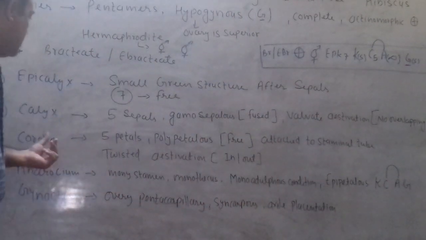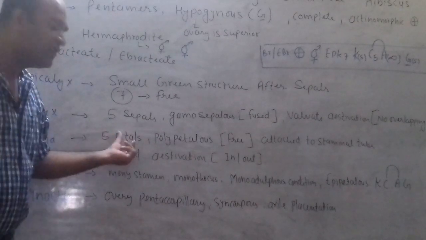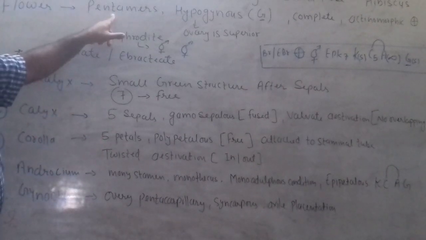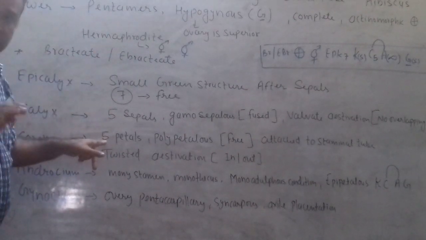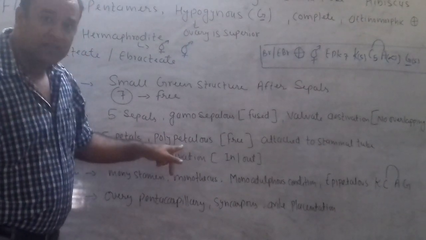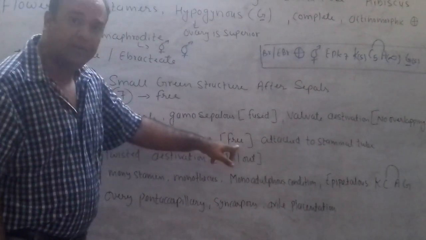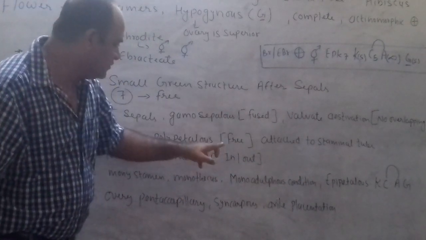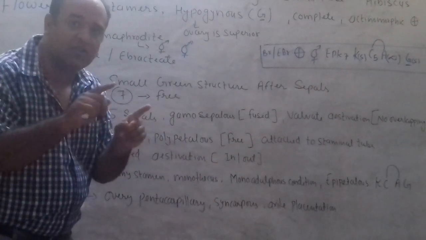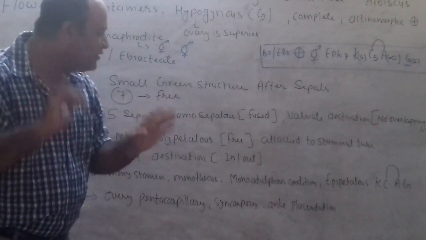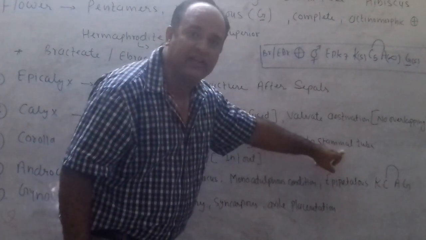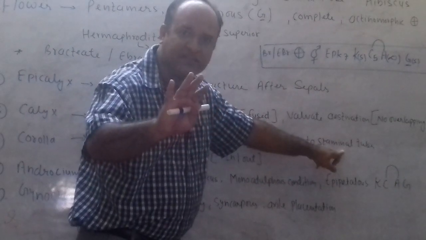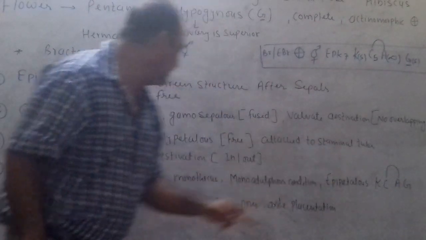We had already discussed it, and I will make a separate video about all the aestivations. Don't worry. Corolla. What is the meaning of corolla? A group of petals is known as corolla. Again, the number is 5 because pentamerous. They are polypetalous. What is the meaning of polypetalous? Polypetalous means free. Gamosepalous means fused. Gamo means fused, poly means free. That means petals are not connected to each other. They are free. They are attached to the staminal tube. When we make a diagram, we will understand how they are connected with the staminal tube. Okay, I will clear it.